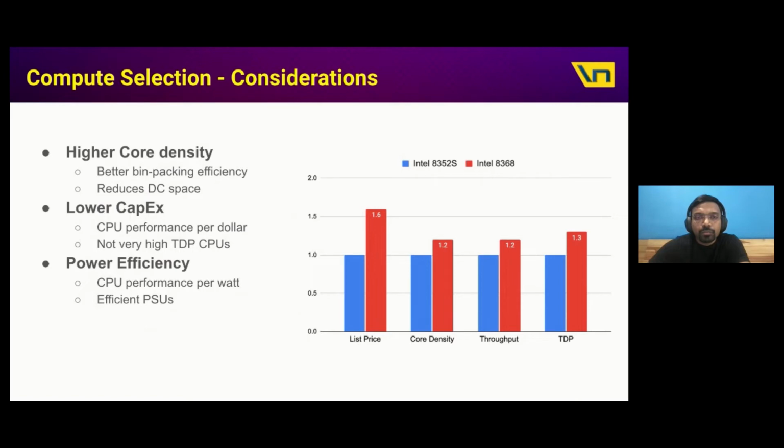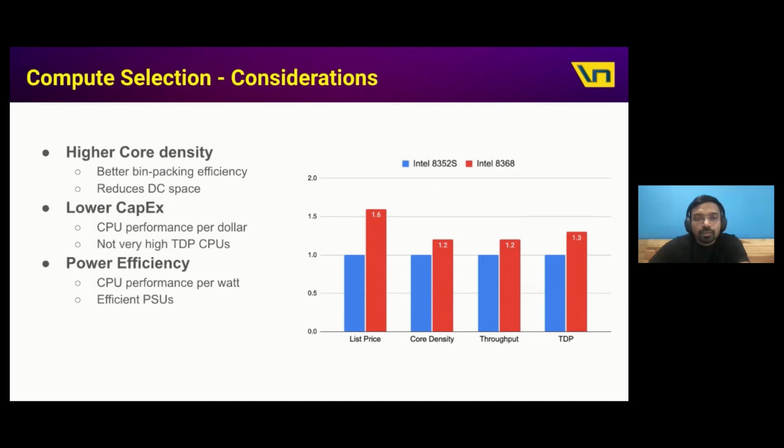And also, we don't prefer to use very high TDP CPUs as they will require larger power supply and larger heat sinks and high RPM fans to cool them, all of which will in turn increase the cost of the server. We also need the system to be power efficient. So we have to consider the CPU performance per watt and also choose efficient power supply units.